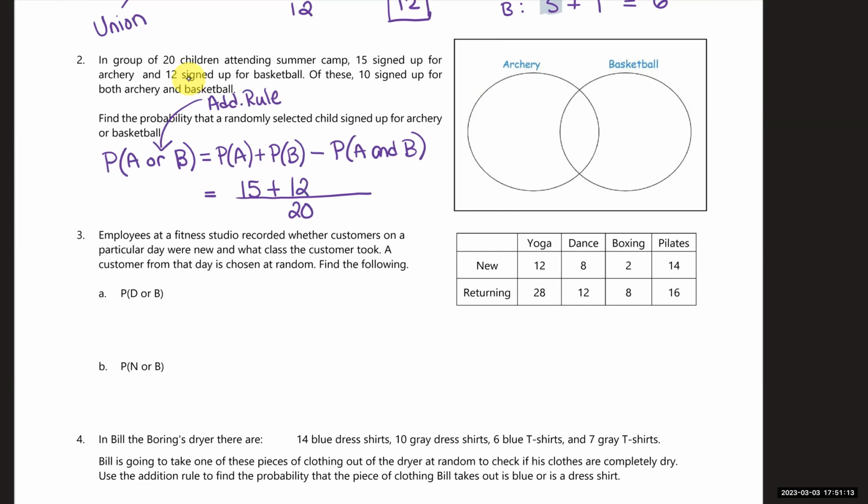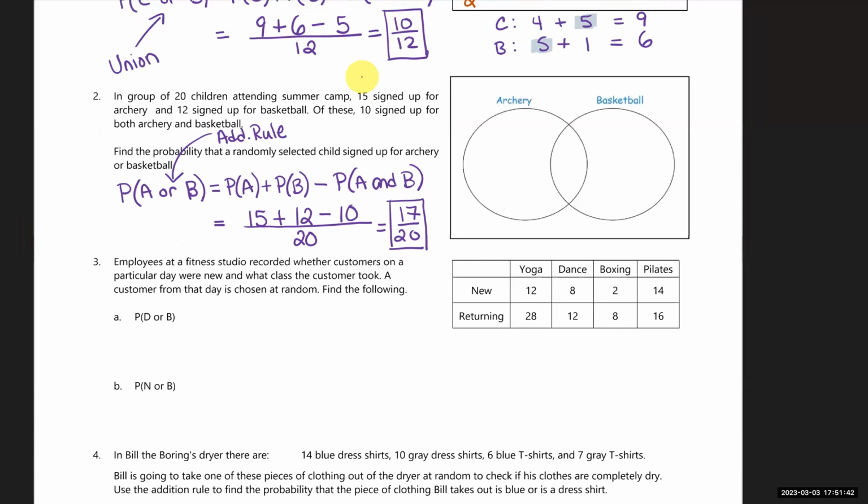If anybody signed up for both, I'm going to need to subtract that number because it would have been part of each of these groups. And there were 10 that signed up for both. So we subtract by the intersection. Okay. And I think that is 17 over 20. And again, I'm just leaving things as fractions, knowing that you can always do decimal or percent. We're just kind of going through with the fraction to keep moving.